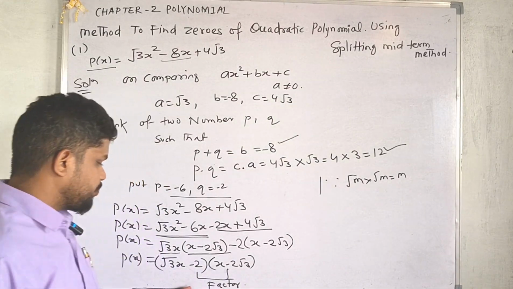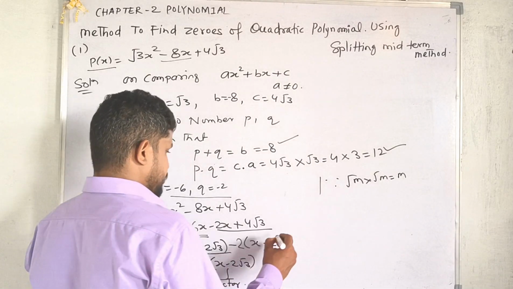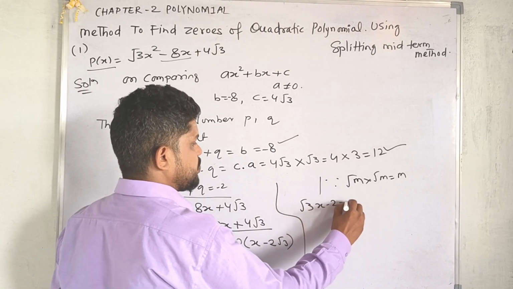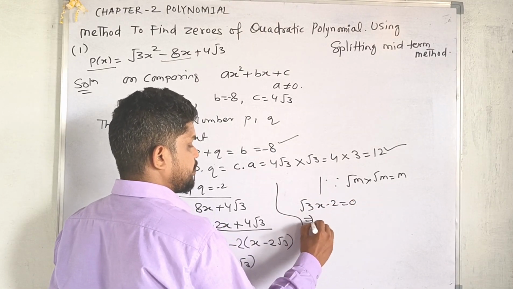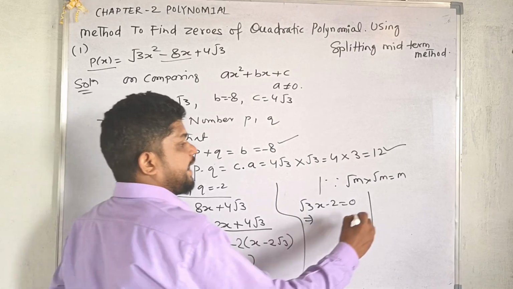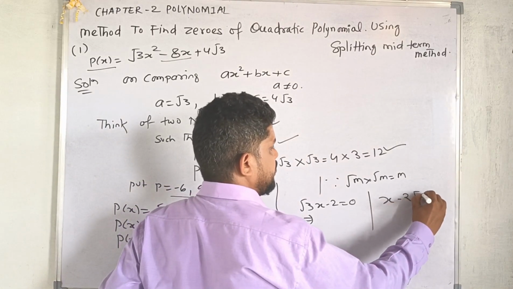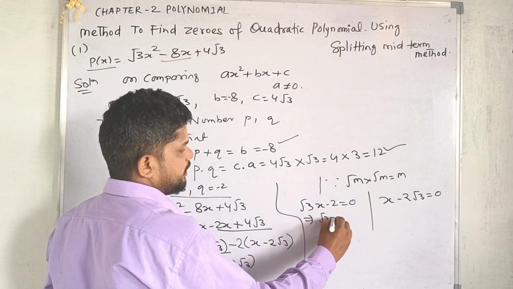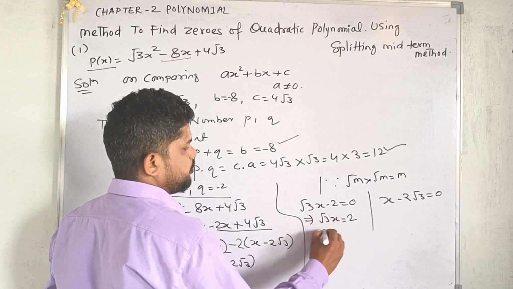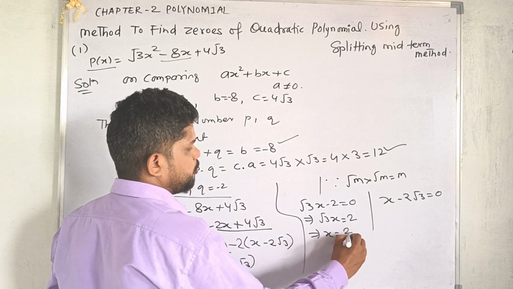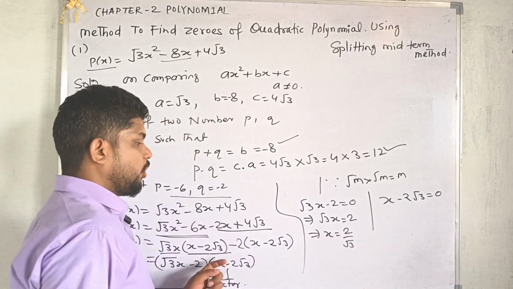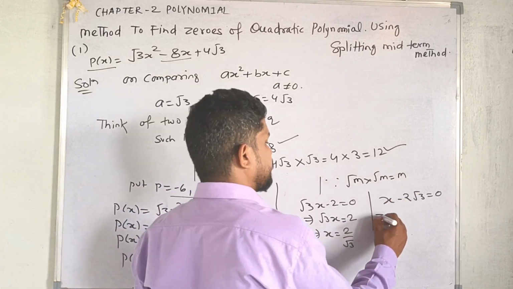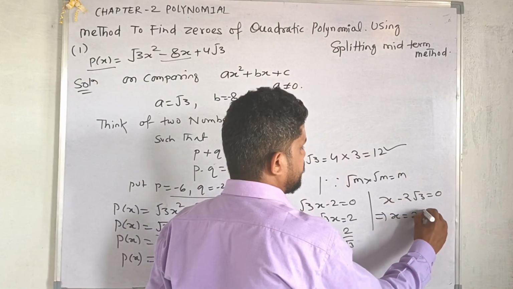So putting each factor of this polynomial equal to 0, we get root 3 x minus 2 equals 0, and also x minus 2 root 3 equals 0. Here, the first gives us root 3 x equals 2, so x equals 2 by root 3. On the other hand, the other factor, x minus 2 root 3, gives us x equals 2 root 3.